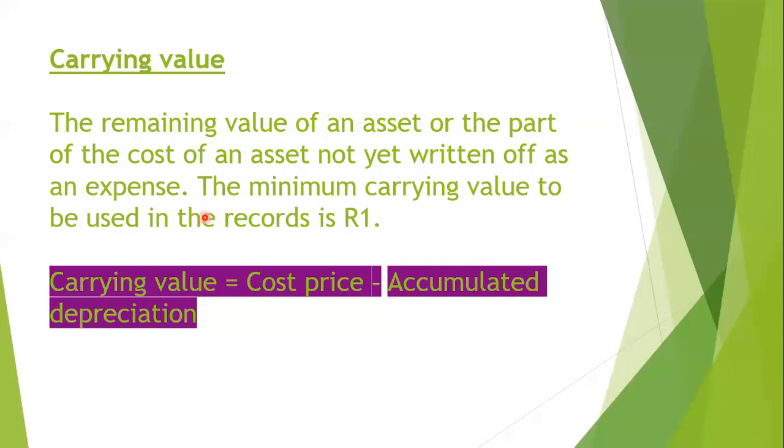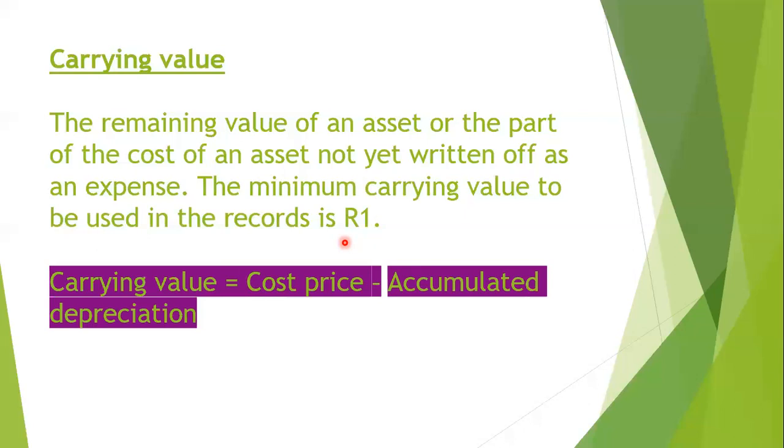Another important concept in accounting is the minimum carrying value to be used in the records is 1 Rand. So for example, let's say at the end of 8 years, you've still got the aircon, it's still working fine, and you don't want to replace it, it's not broken, you don't want to change it for a newer model.